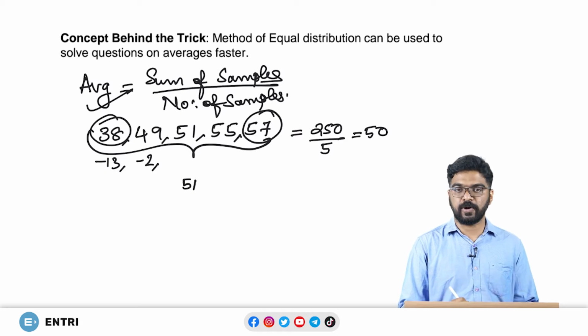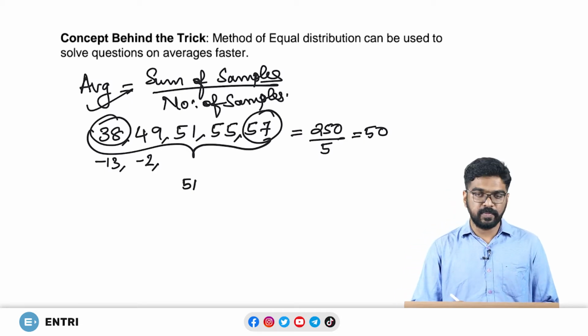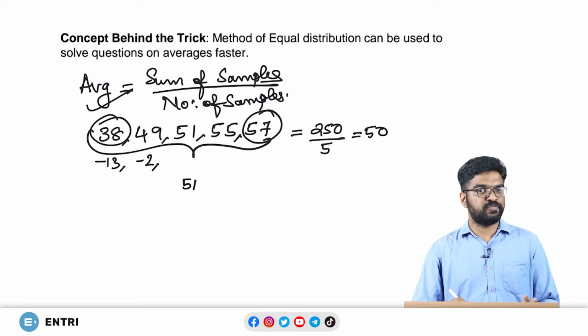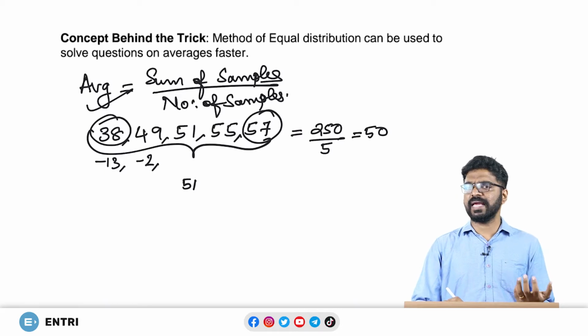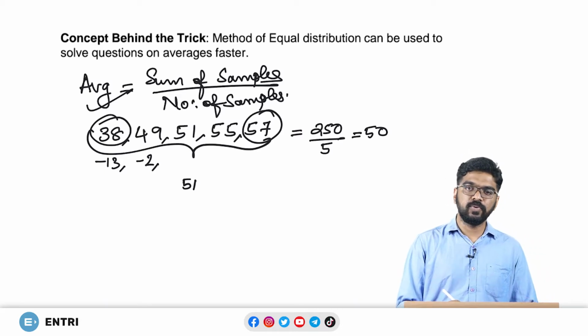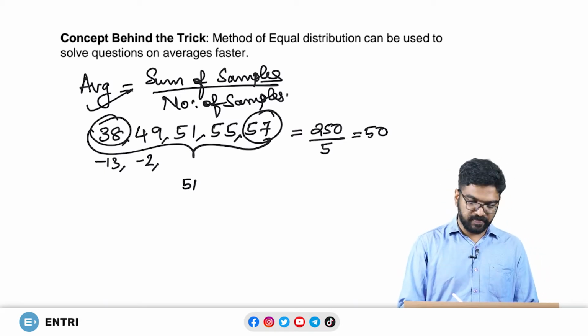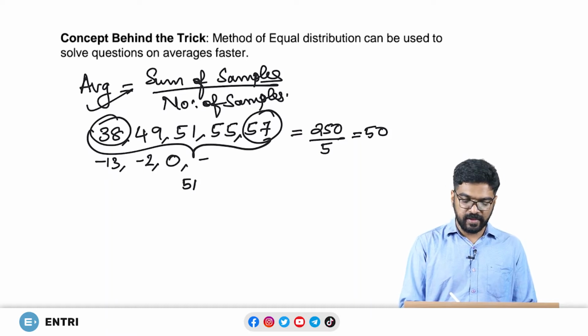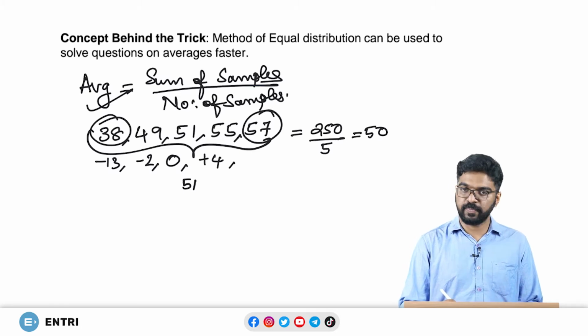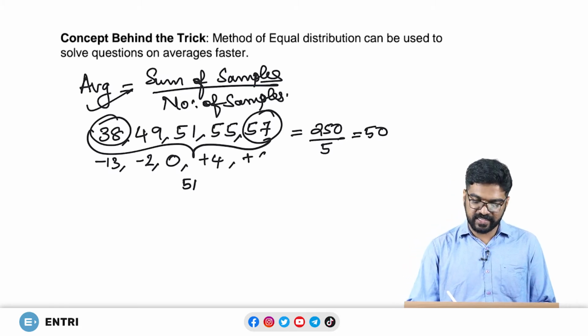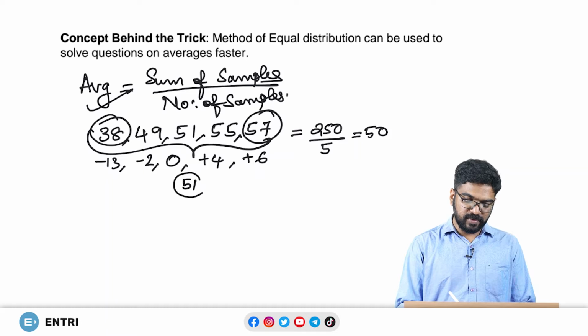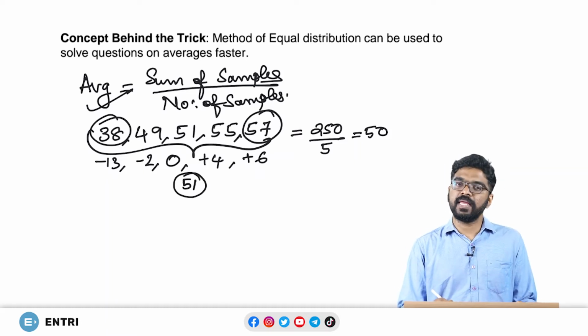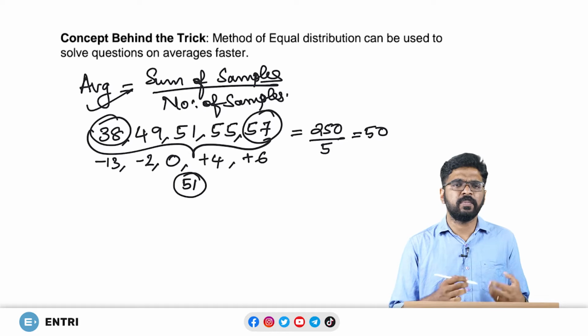That means he needs 2 more chocolates. When I go to the third person, he is exactly having 51 chocolate. That means he doesn't need anything extra, or he doesn't need to give anything back to them. That means I'll be putting the value 0. And the fourth person is actually having 4 chocolates more. And the final person, the fifth person, is having 6 chocolates extra. So if my assumed value was actually the average, then there will not be any excess of deviation. There will not be any extra chocolate.